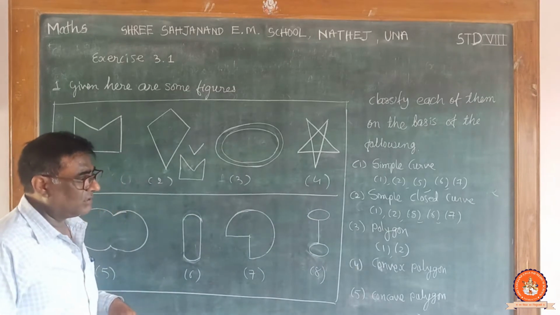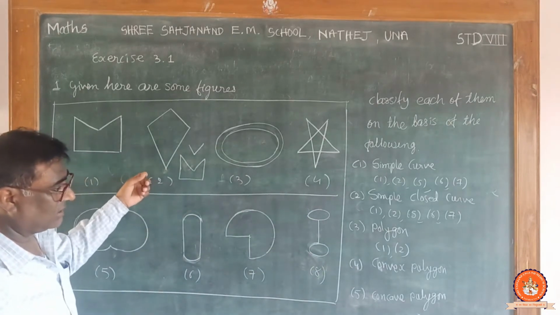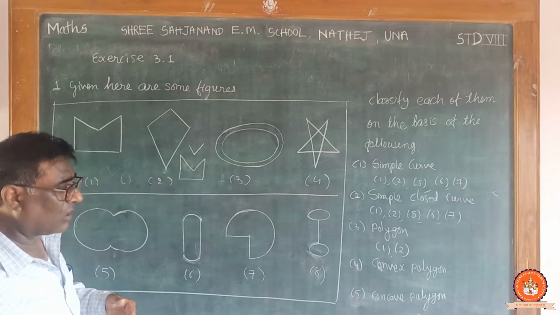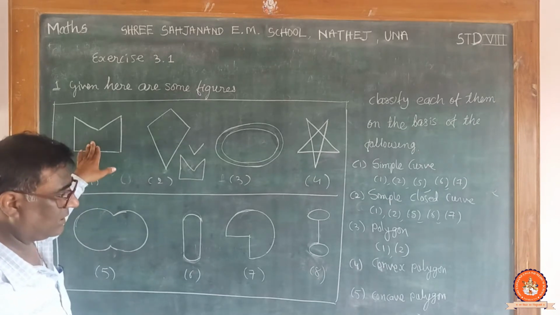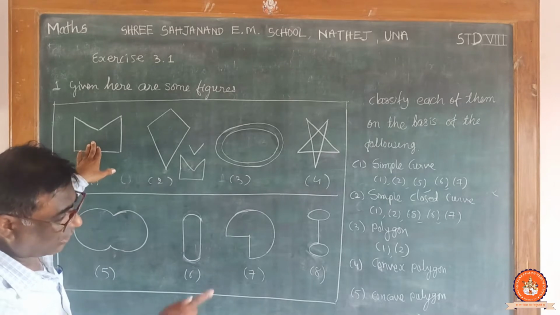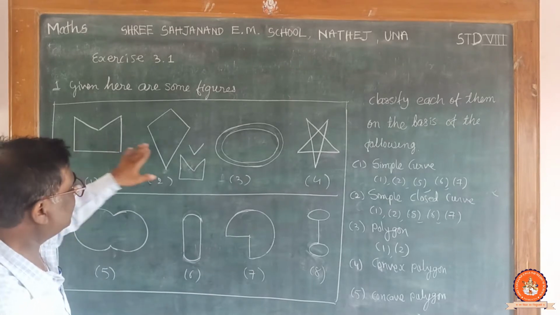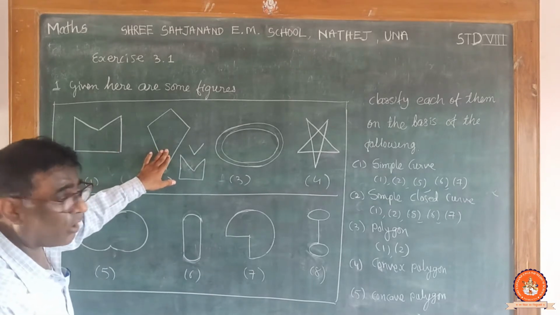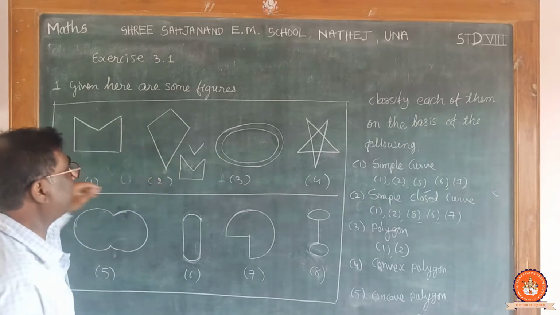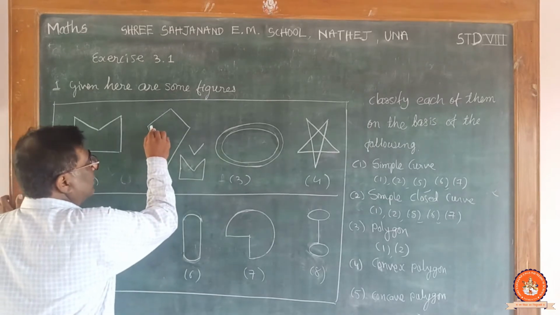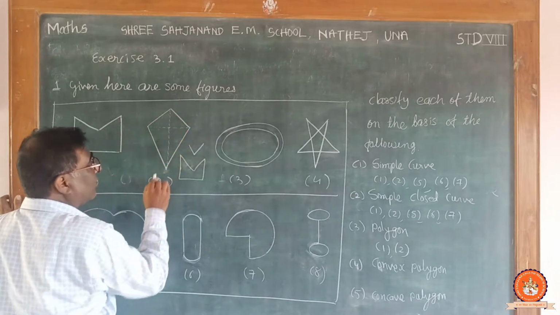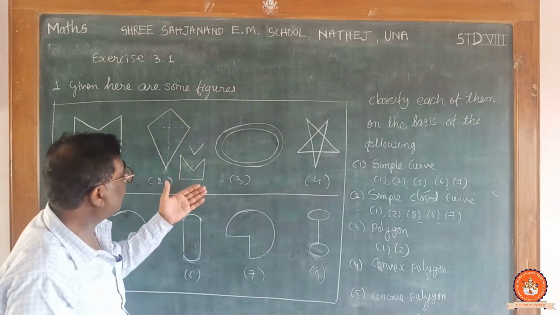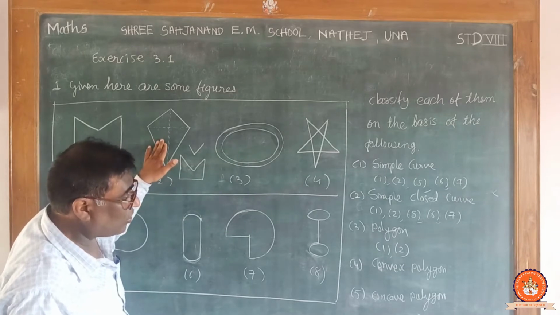And now these two are polygons. Polygons can be convex polygons or concave polygons. Which one is convex and which is concave? Look at it. If you draw the diagonals and no part of any diagonal is outside the polygon, that's why this one is a convex polygon.